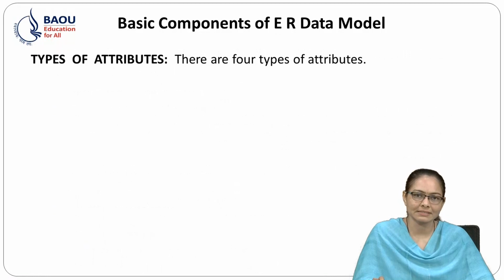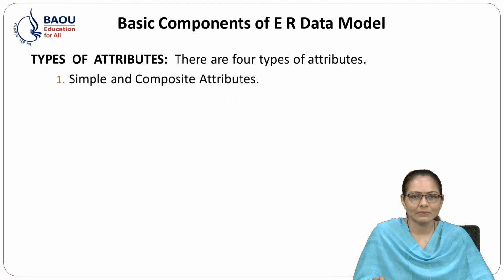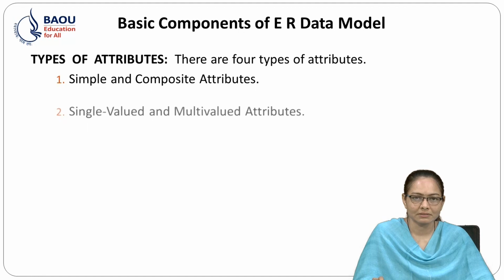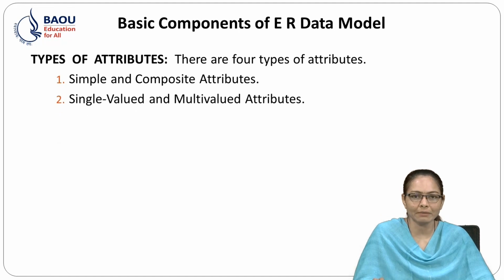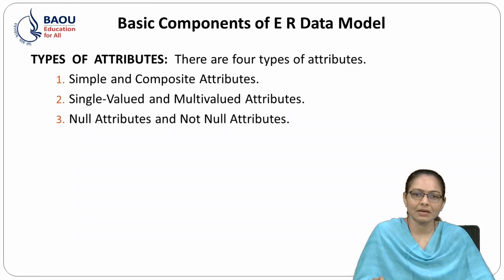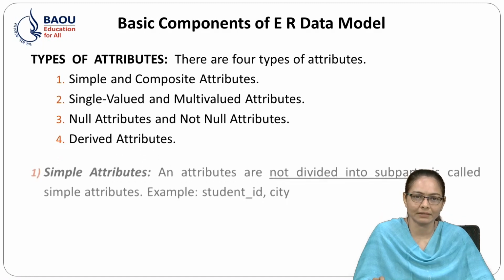Now the next is types of attributes. There are 4 types of attributes. First one is simple and composite attributes. Second is single value and multi-value attributes. Third one is null attributes and not null. And fourth one is derived attributes.